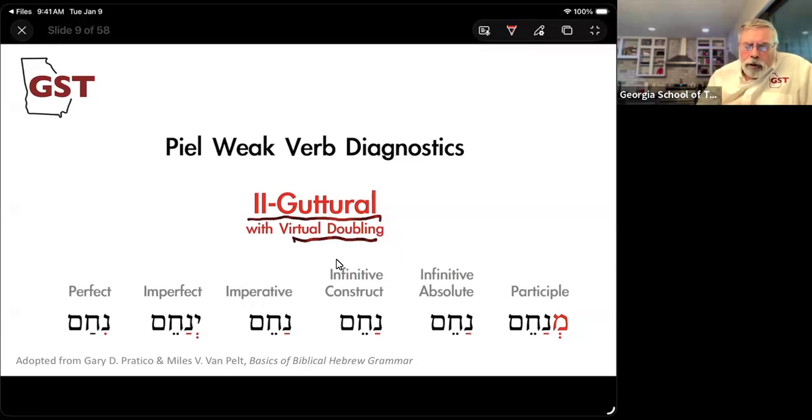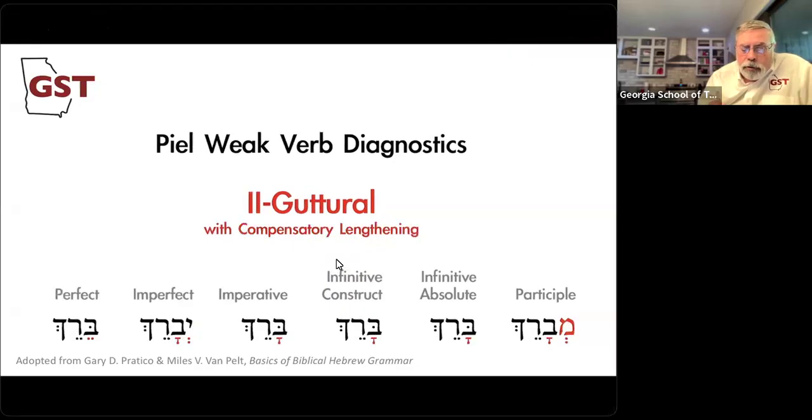All right. So virtual doubling is one way that they compensate for a second guttural dagesh forte loss, losing the dagesh forte. The other way is compensatory lengthening. We've done that before. And again, we lose the guttural, that's gone, but we lengthen the preceding vowel.